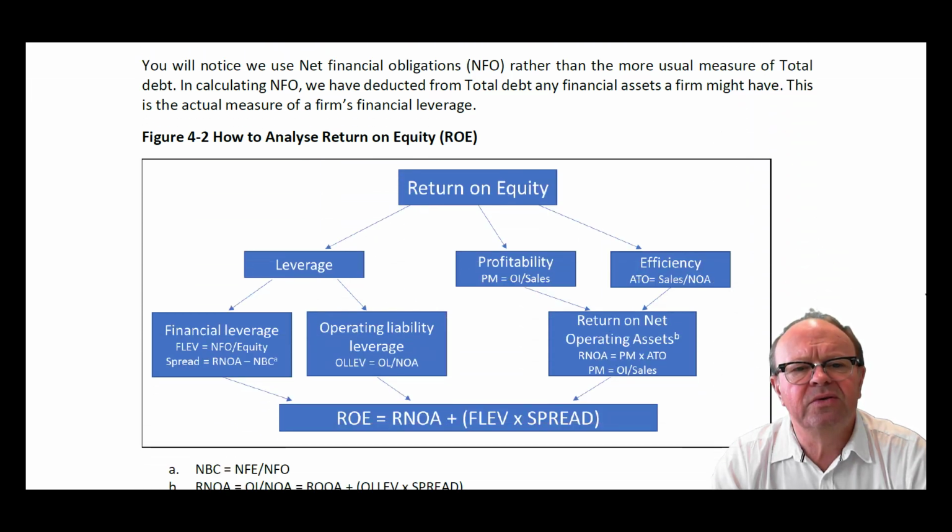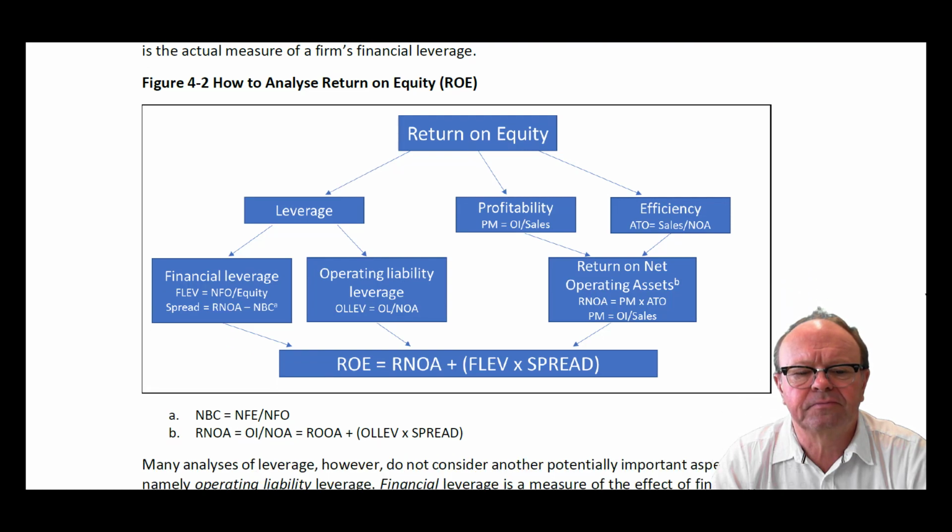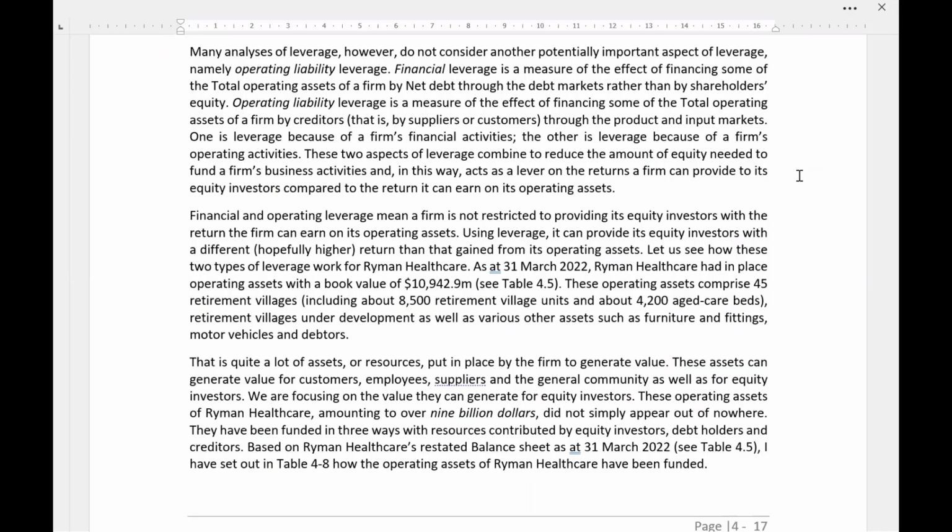You will notice we use net financial obligations, NFO, rather than the more usual measure of total debt. In calculating net financial obligations, we have deducted from total debt any financial assets a firm might have. This is the actual measure of a firm's financial leverage. Many analyses of leverage, however, do not consider another potentially important aspect of leverage, namely operating liability leverage.